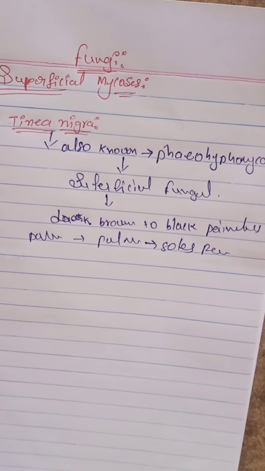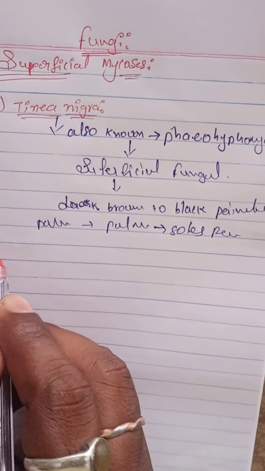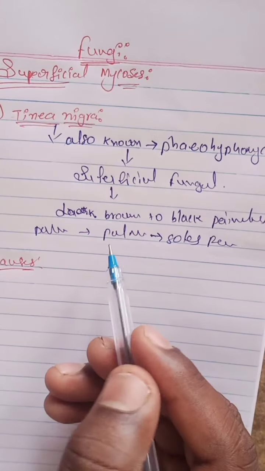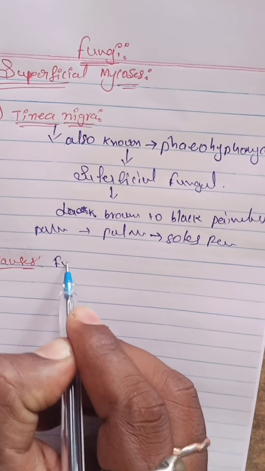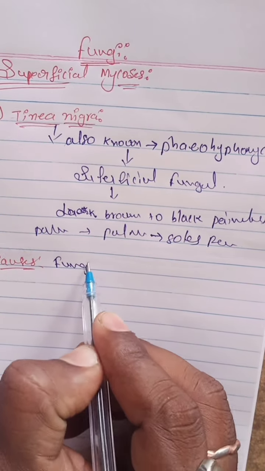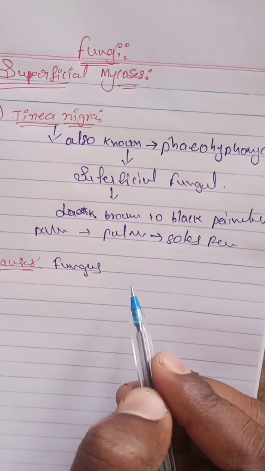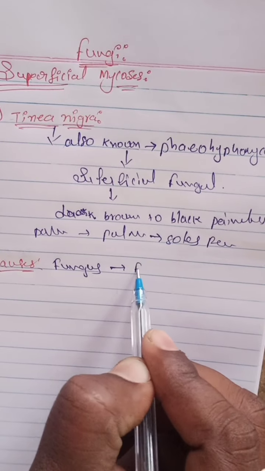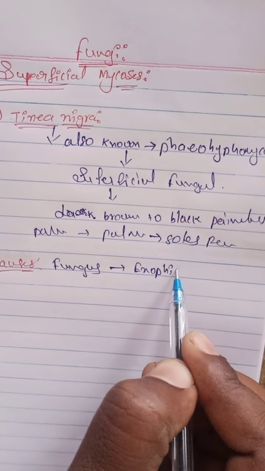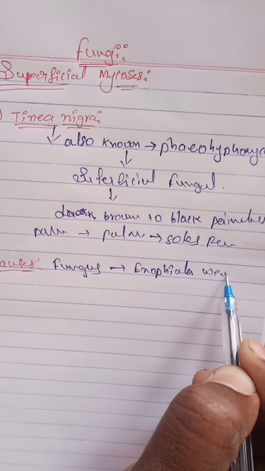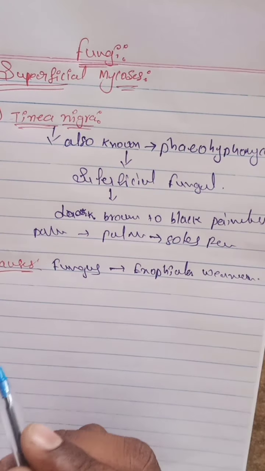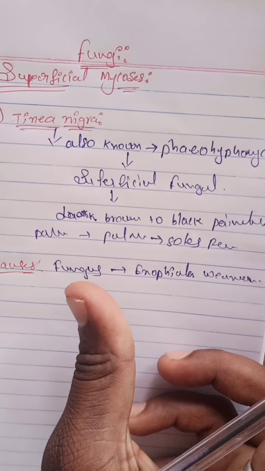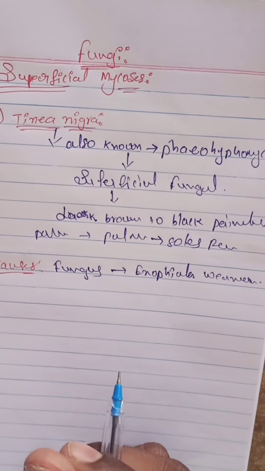So what is the cause of tinea nigra? How is this tinea nigra caused? The infection is caused by a fungus, classified as Exophiala werneckii. It causes this particular type of disease.